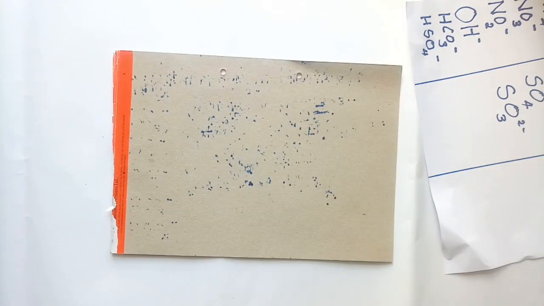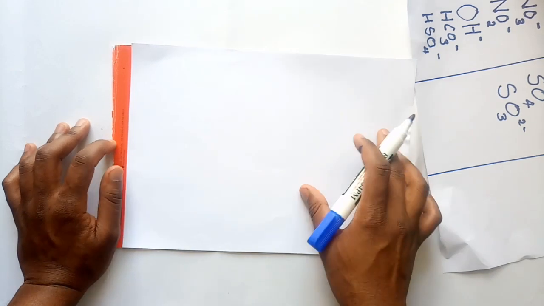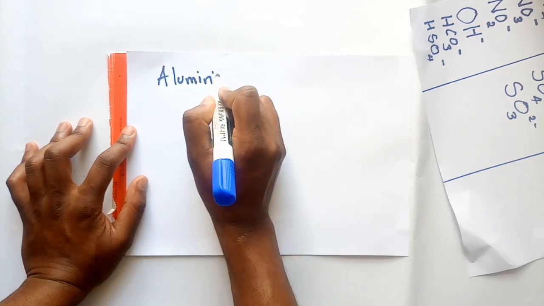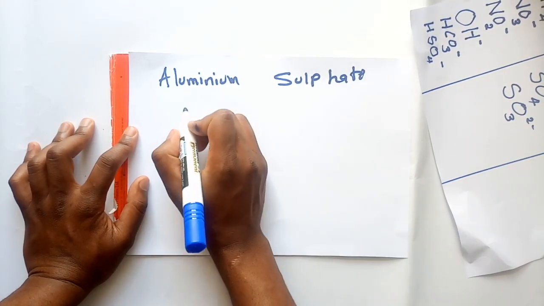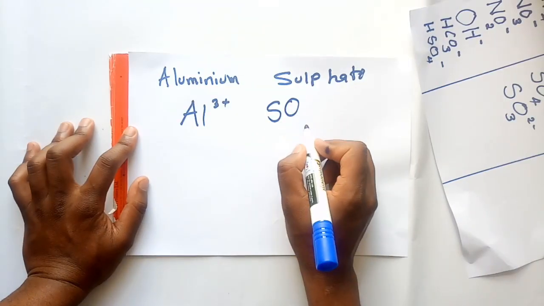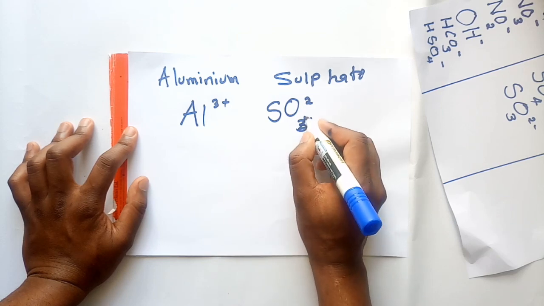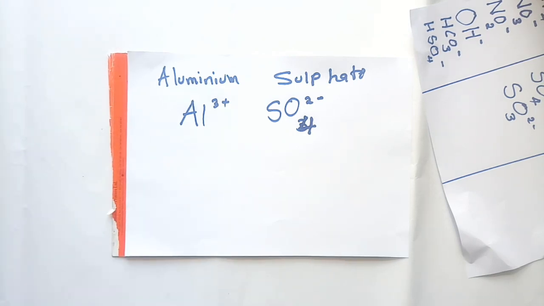Let us finally, this is the second last, look at aluminium sulfate. Aluminium is 3 plus. Sulfate is 2 minus, like that.